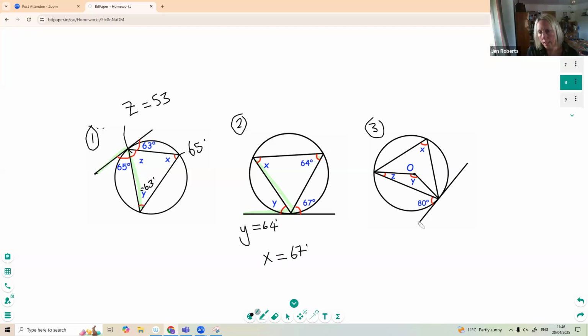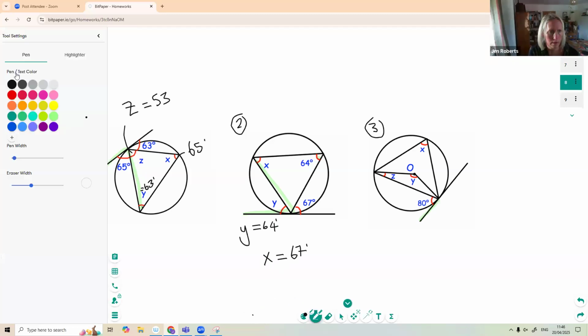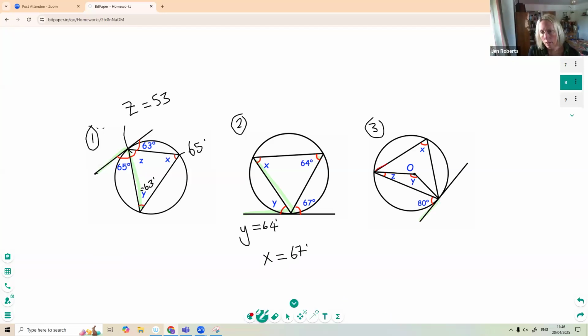A little bit more complicated, this one. Can you see? You've got your tangent touching this triangle here. Let me just change the colour of this pen. This here is the triangle that tangent touches. So it's the opposite angle. Let me just highlight that in green. So it's the opposite angle in the triangle that is 80 degrees. There's that X angle there that's 80.